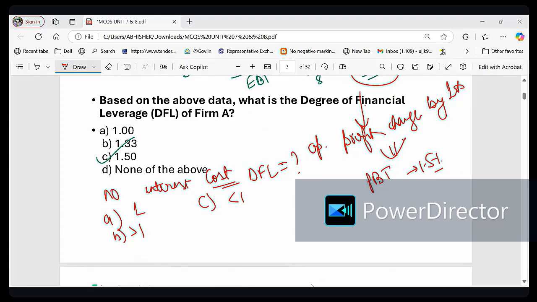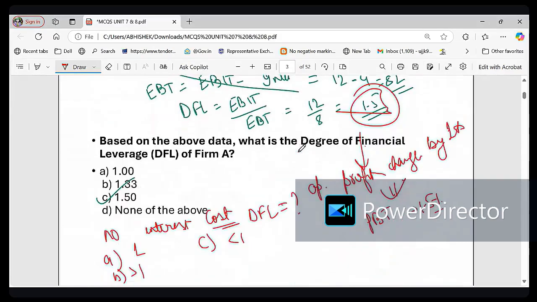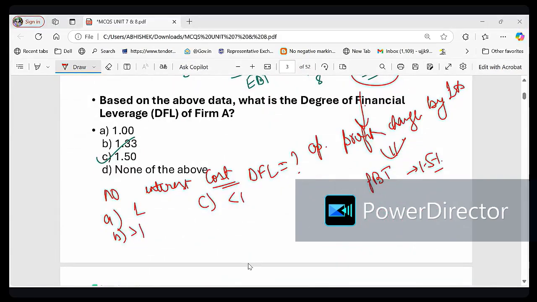In this case, you can see interest cost is there. How much is the interest cost? Interest cost is 4 lakh. Suppose no interest cost is there. How much will be the DFL? How much will be the degree of financial leverage? Please let me know. Waiting for your response. Just make this session interactive. I want your response, because let me see whether you understand DFL clearly or not. DFL means what? EBIT upon EBT. Suppose no interest cost is there. What will be the DFL? That is what I am asking. How much will DFL be if the interest cost is 0, right? I am not getting any response from your side.